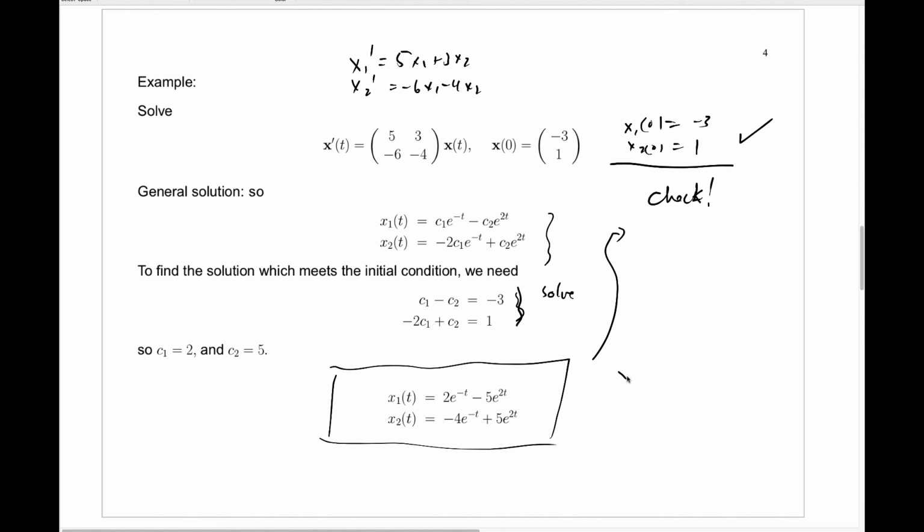We just compute x1 prime. That's minus 2 e to the minus t minus 10 e to the 2t. And x2 prime is 4 e to the minus t plus 10 e to the 2t. So 5x1 plus 3x2 is 5 times this, that's 10, plus minus 12 is negative 2 e to the minus t. 5 times this plus 3 times that is exactly minus 10 e to the 2t. So this first equation checks, and I'll leave you to check this second equation. It will work out just fine.